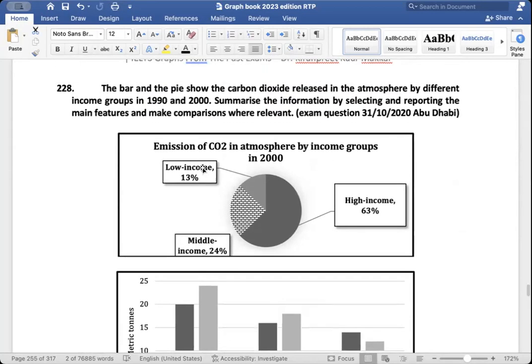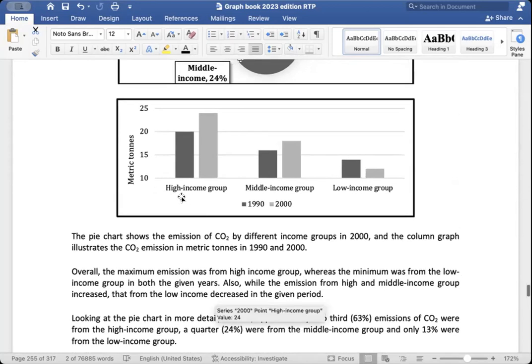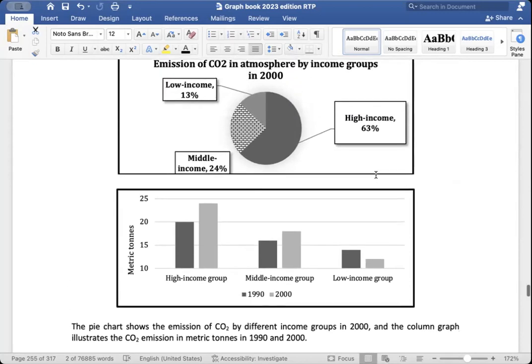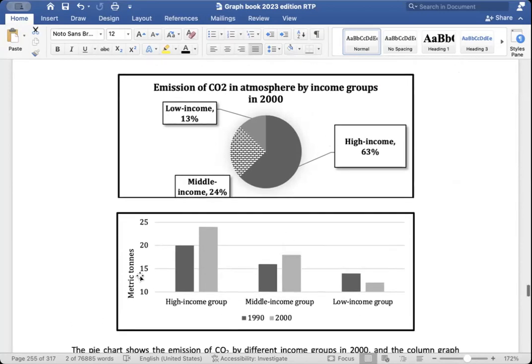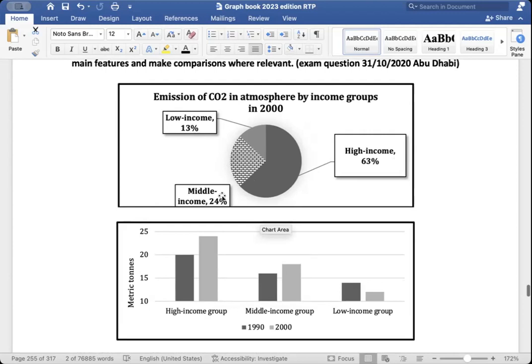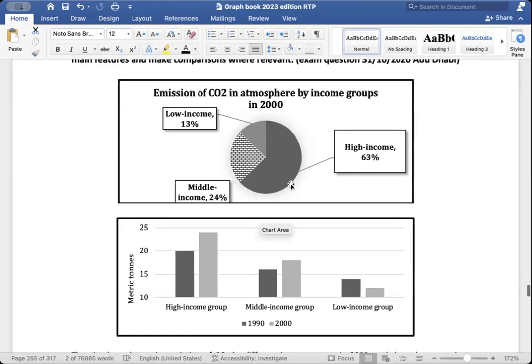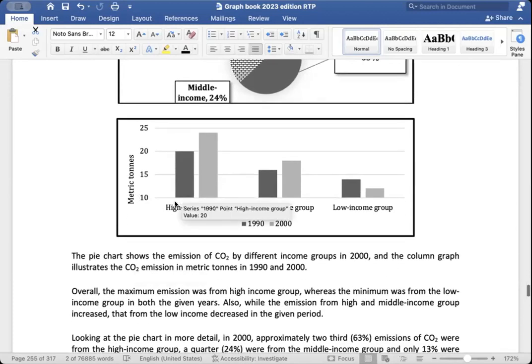This chart has 1990 and 2000. This is comparing the CO2 emission in the 2 years. This is only for 2000 CO2 emitted. See here in 2000, this is how much? 13%. You can see, oh, this is not 13 here. This is percentage and this is metric tons. So even the units are different, so there's no comparison like that. This is CO2 emitted by all the income groups in pie chart form in 2000. And here it is the CO2 emitted in metric tons by high income, middle income and low income in 1990 and 2000.